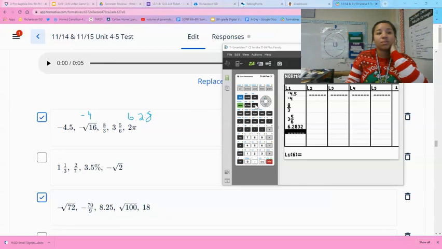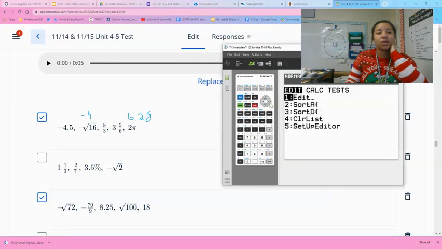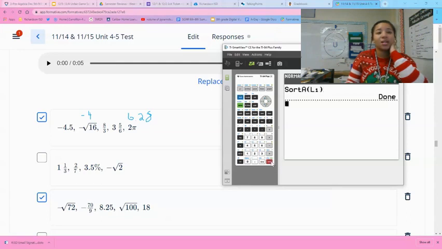Then here, you're going to press stat. You're going to go to ascending order. Then you're going to put in list 1. That's where you put all the data. Second 1. Press enter. Then it's going to say done.